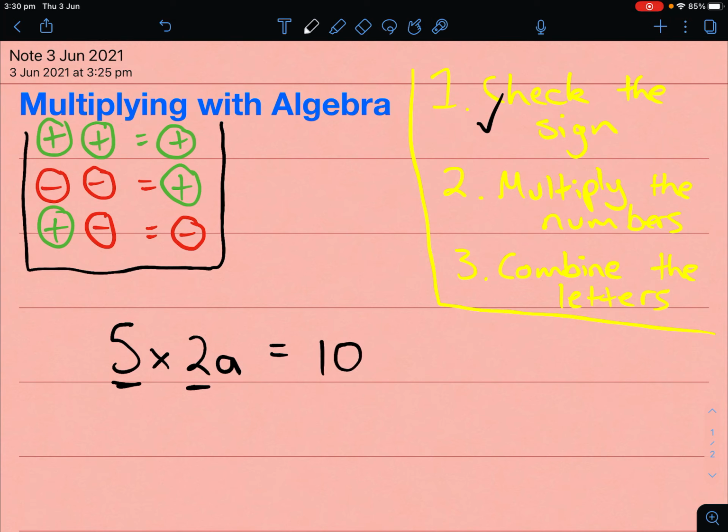Step 2, multiply the numbers. So 5 times 2 is 10. And then step 3, combine the letters. There's only one letter in this one, and that's the A, and so that gets put on after the 10. And so that's it. They're the 3 steps. Obviously the problems can get harder, and we'll look at a few more examples now where they do get harder. So for our next example, we're going to look at 7p times by minus 3p.